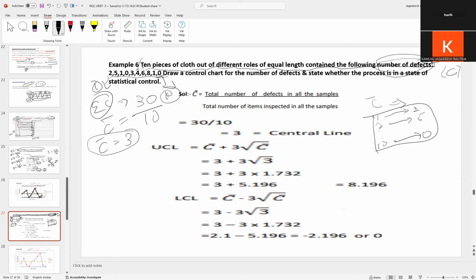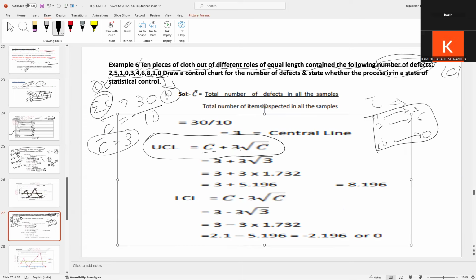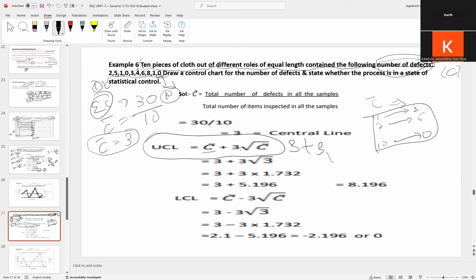Now what is the next step after finding the center line? What do we have to find? Upper control limit, lower control limit. What is the formula for the upper control limit? C bar plus 3 into square root of C bar. What is the C bar value? 3 plus 3 into square root of 3. What is root 3? 1.732. So 1.732 into 3 is nothing but 5.196. If we add this to 3, we get the upper control limit as 8.196.